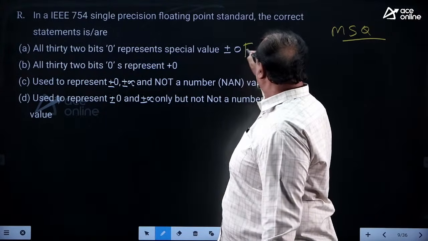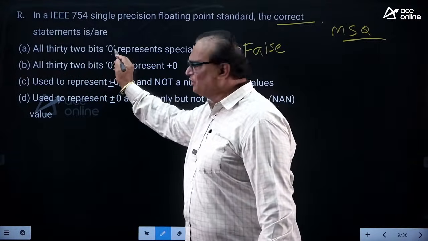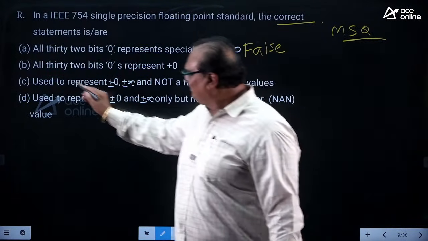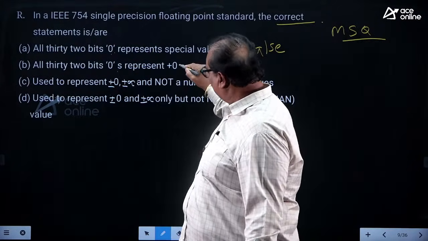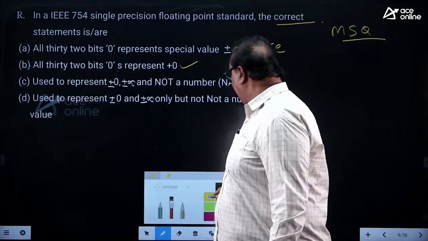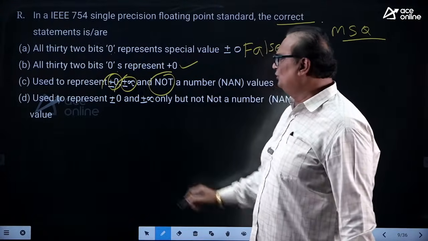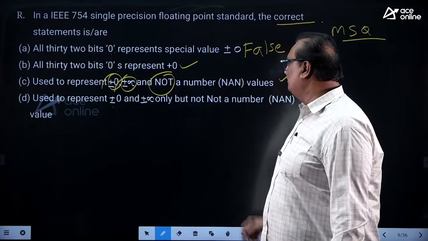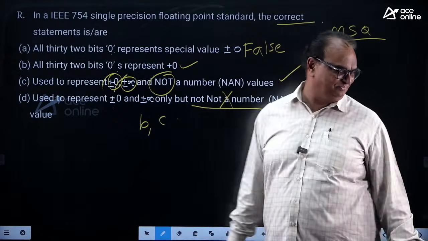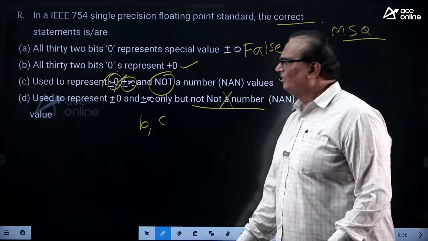It is false. He asked for the correct statement. Why is it false? If S is equal to 0, all zeros means S is 0. It represents only plus 0. All 32 bits zeros represent plus 0. S is used to represent plus or minus 0, plus or minus infinity, and not a number. So the correct options are B, C. Okay. Next.